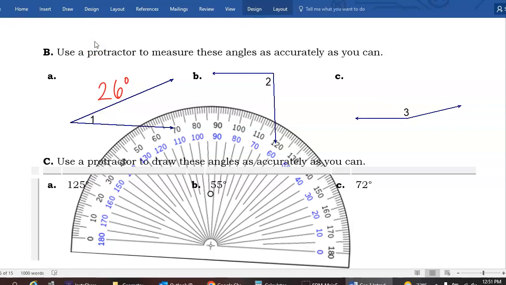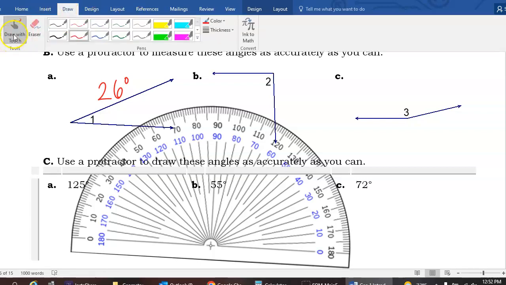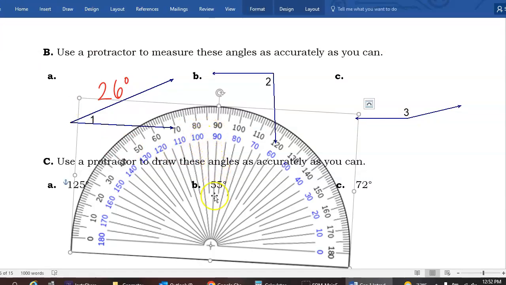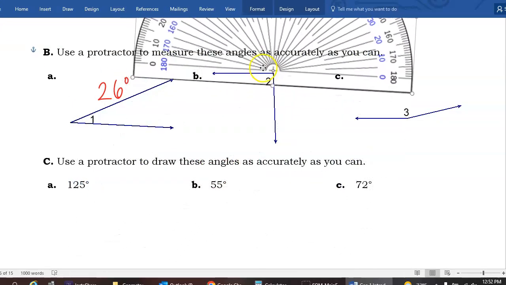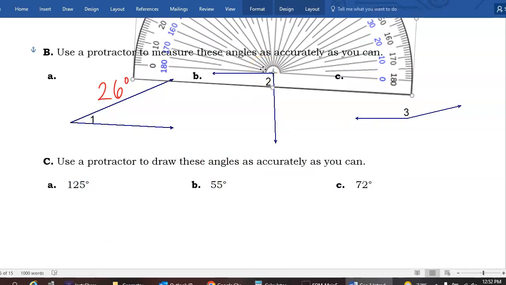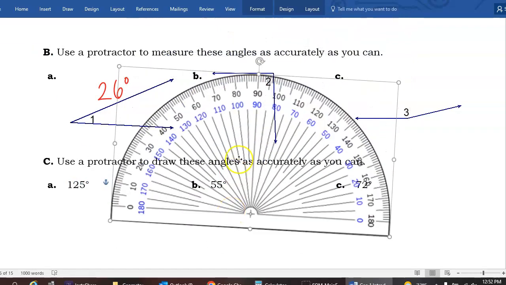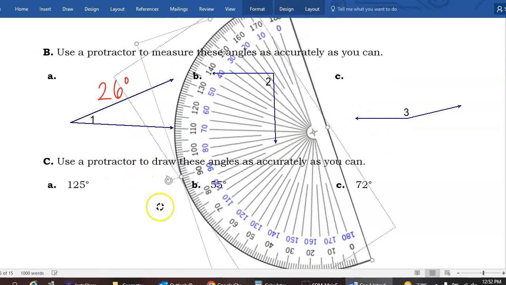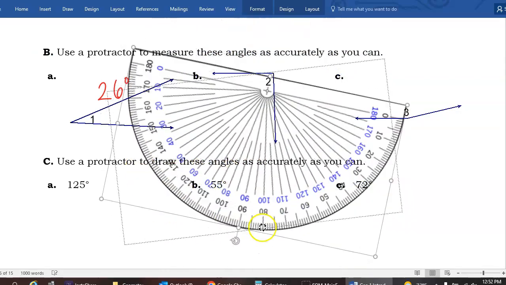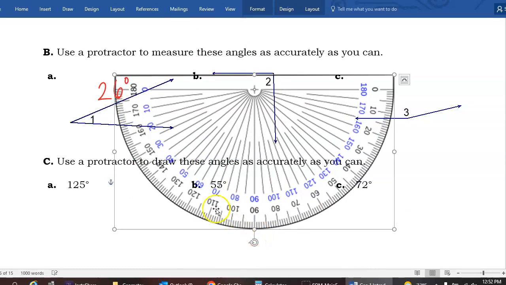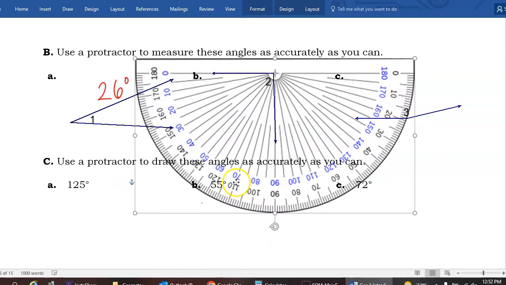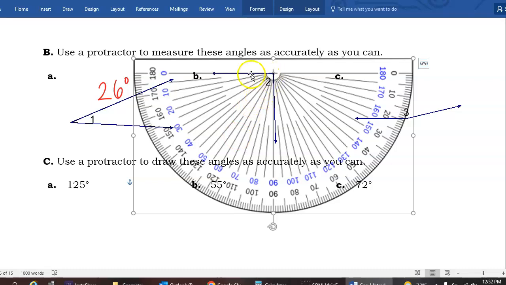Okay, for letter B, again, I'm going to take my protractor and I'm going to move him so that the vertex lines up with that center mark there. And then I'm going to turn it upside down so that the angle is inside the protractor. And one of my rays lines up with 0. So I'm pointing to this blue 0 here. I'm going to follow the inside scale. And to me, it looks like it's past 90.